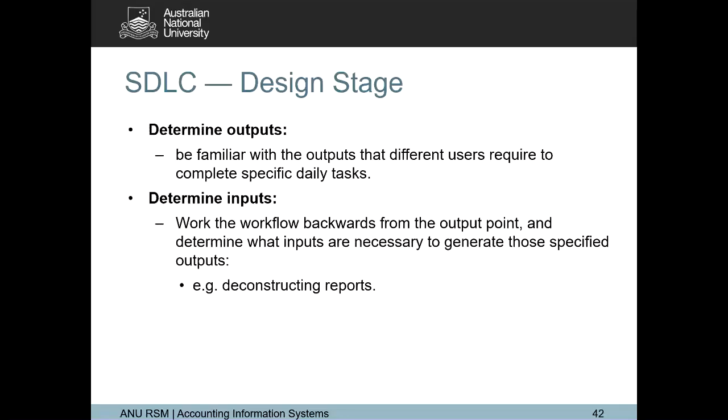So you need to work backward. You need to understand this system. For example, we have several users coming from different departments. You need to talk to these users about what sort of report they need, and then you work backward in the workflow to identify what sort of input will be good and be able to deliver the output that the users require. For example, in accounting, we require several reports.